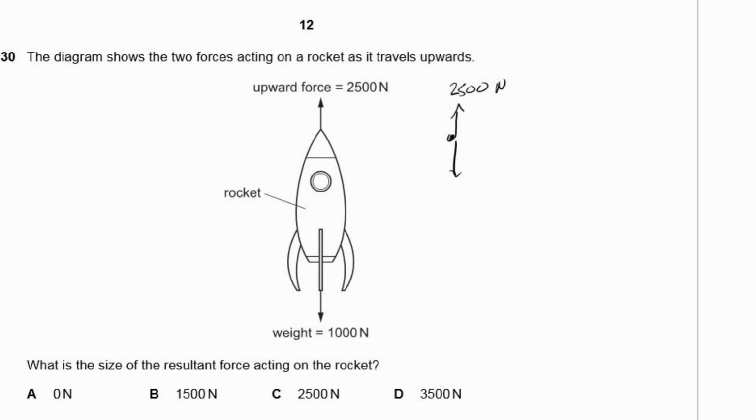I have 1000 in the other direction. That is exactly the same as having 1500 going upwards. There we are. The resultant force is just 2500 newtons minus 1000 newtons, and it's in the direction of the largest force. So that gives us answer B.